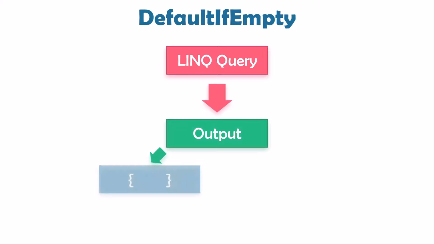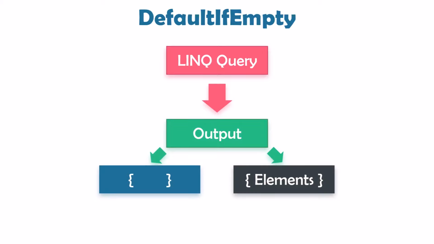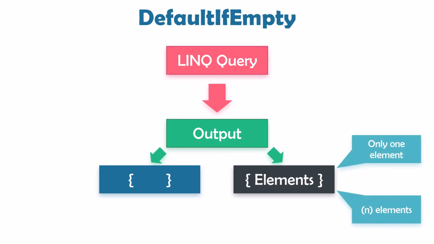The output could be an empty collection or a collection of elements. The collection could contain only one element, or more than one element. If we have a collection of elements, everything is okay. But if the output is empty, we get exceptions in some scenarios. To avoid these exceptions we can use the operator DefaultIfEmpty.